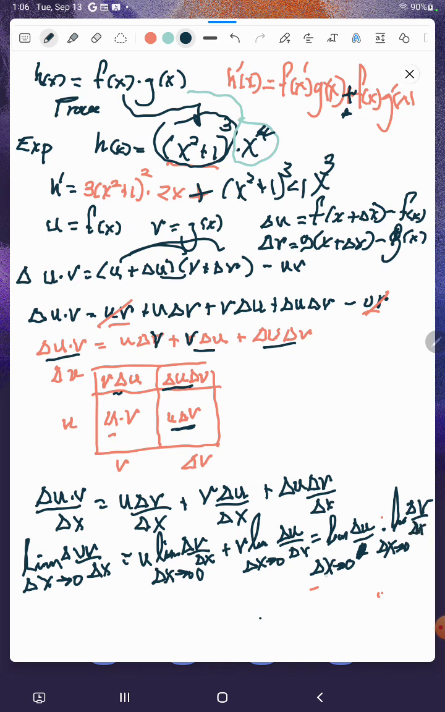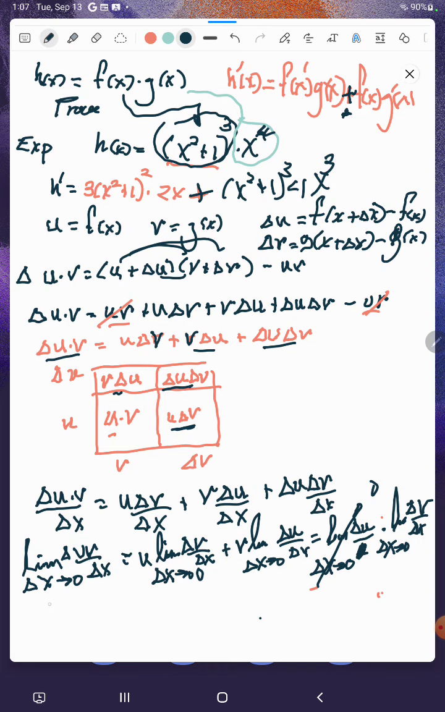Now, since this goes through here, if delta x is going to 0, then certainly delta u is going to 0. So we can say that this whole term goes to 0, which makes that whole thing 0. So the way we can write this more neatly is by substituting back u and v.